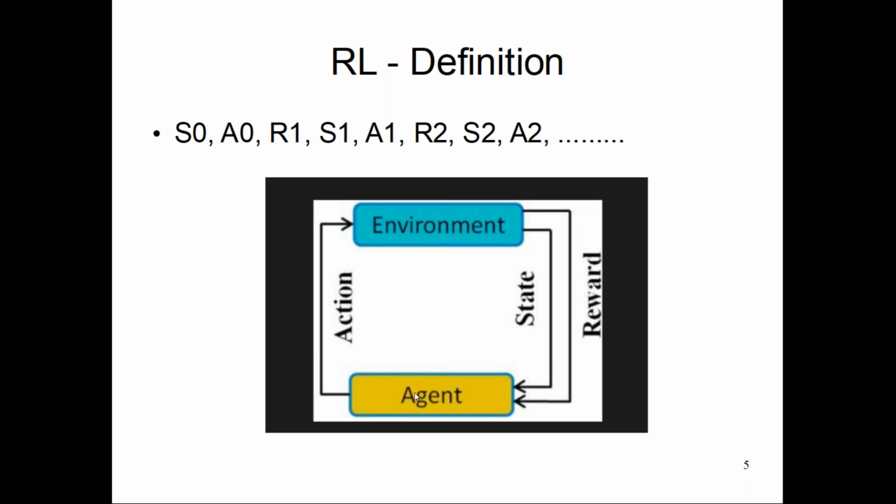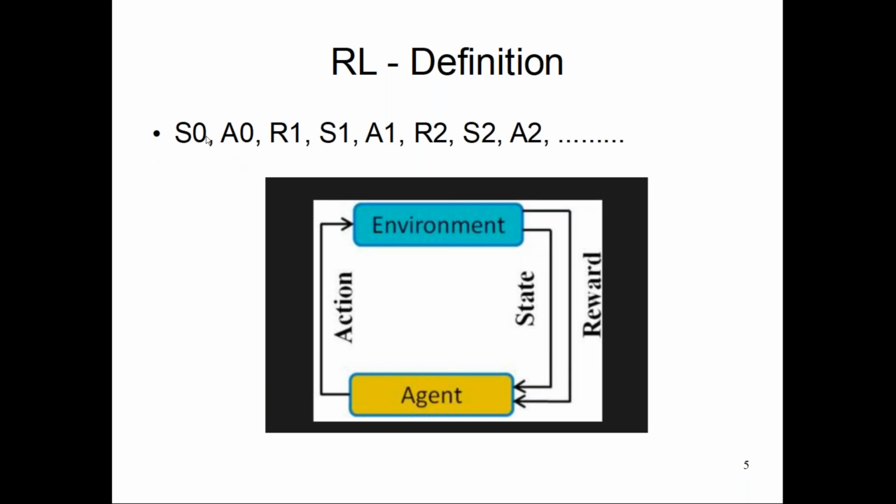If you go back to the diagram, the agent takes an action. This action influences the environment, and as a result of the action, the agent is displaced to a new state, which is the outcome from the environment, and the agent also receives a reward. So every action helps the agent receive a reward, and every action takes the agent to a new state.